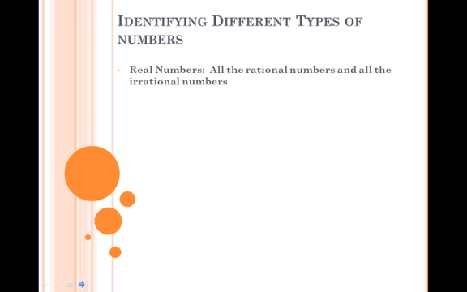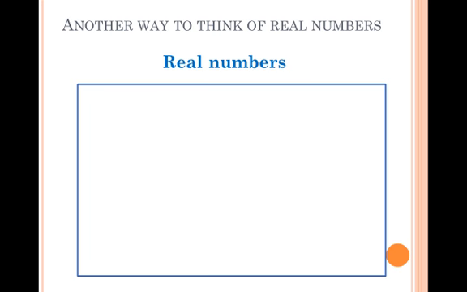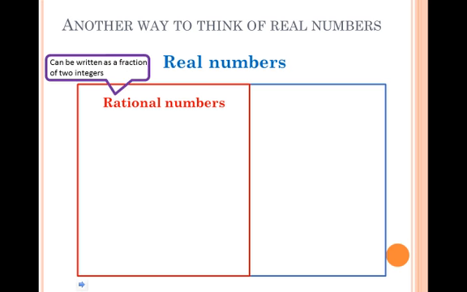This topic is on the real numbers. The real numbers are all the rational numbers and all the irrational numbers. So let's look at it this way. One part of the real numbers is the rational numbers. Rational numbers are numbers that can be written as a fraction of two integers.